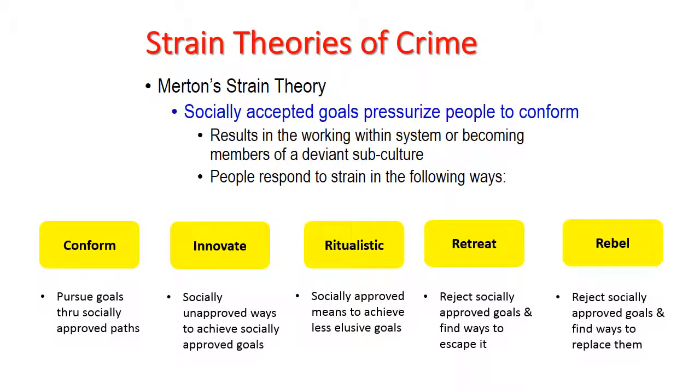Finally, he's got the group that he calls the rebels, and these people not only reject the socially approved goals, but they also find ways to replace them with goals that may be more easily achievable to them. So therefore, these are the group of people who not only reject the way the current system is run, but they also attempt to change the system so that they no longer face these roadblocks.